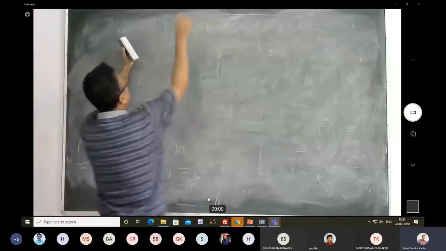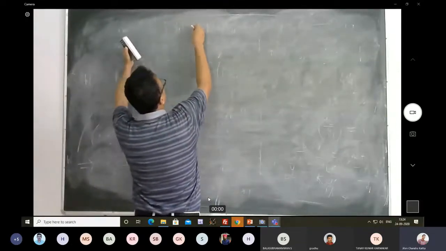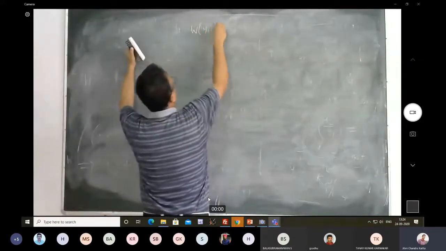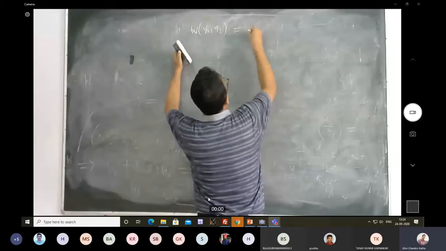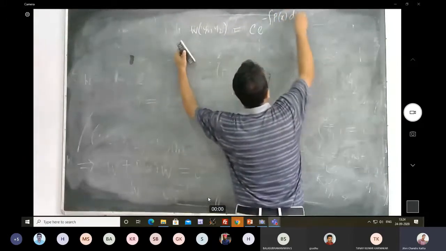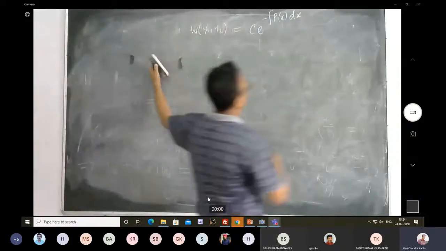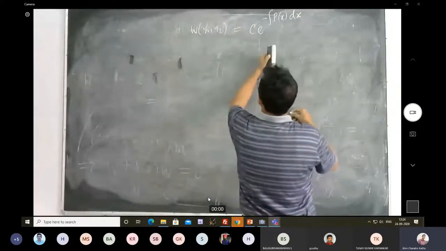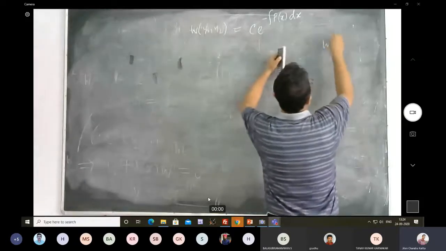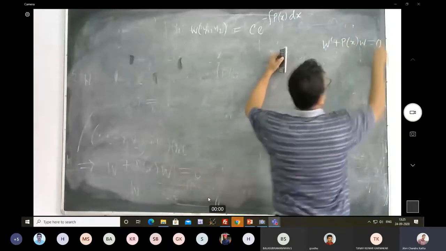For a second order equation, you got the Wronskian of y1 and y2 to be something like c e to the power minus integral of p x dx. And this came from the solution of this differential equation.